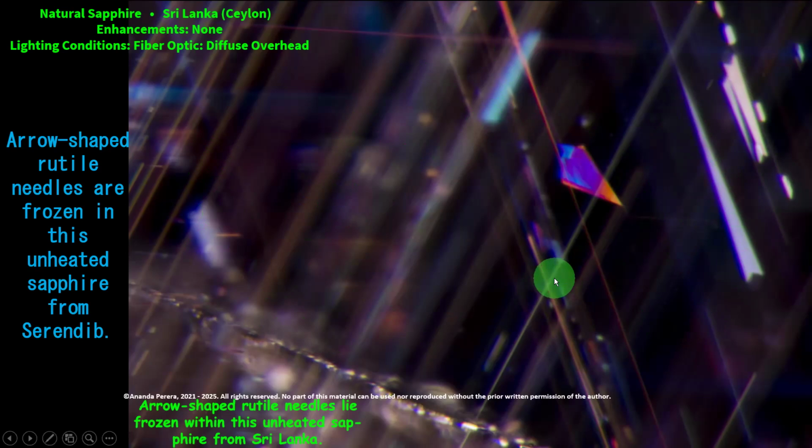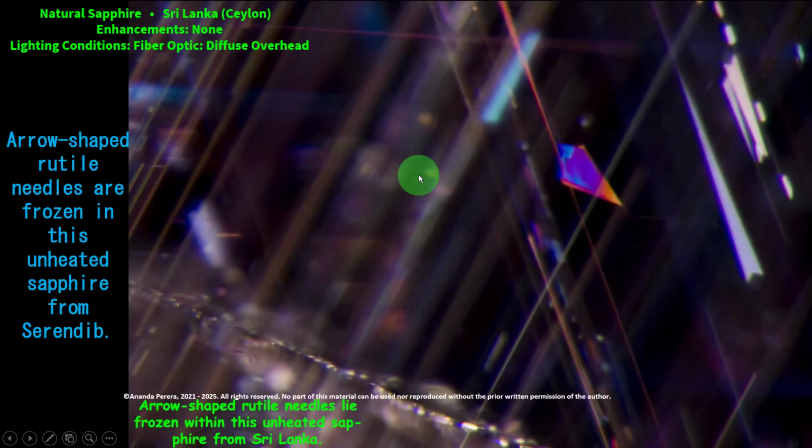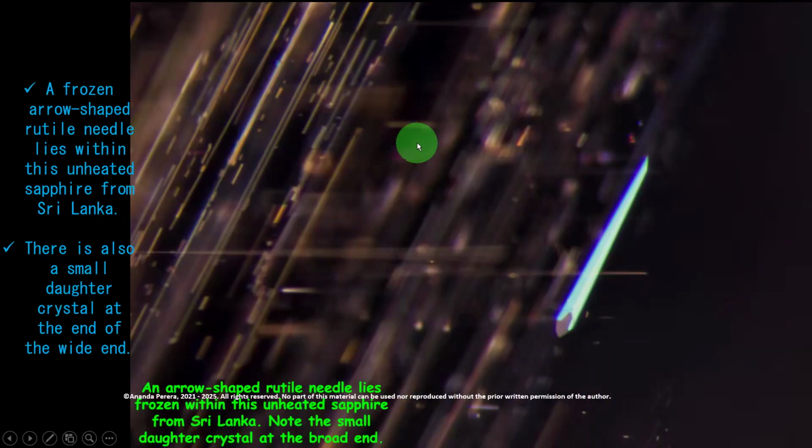We are moving to the next. What is the lighting condition here? Arrow-shaped, same thing as earlier. Look at this, the same picture here again, but the frozen arrow-shaped rutile needles are here. See, rutile needles, arrow-shaped rutile needles, lie within this unheated sapphire from Sri Lanka.